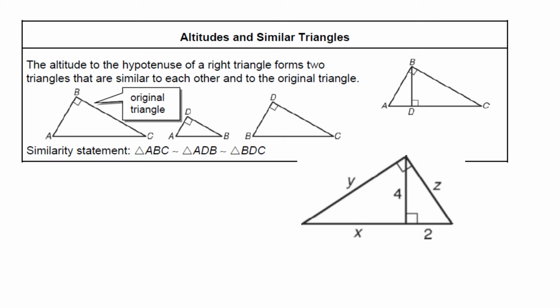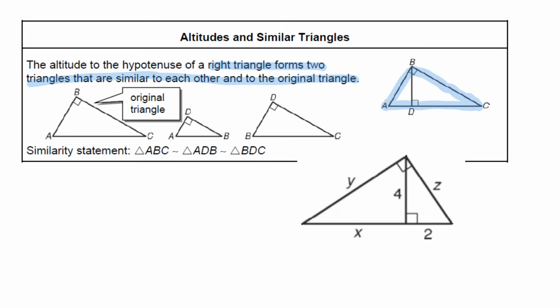First thing we want to point out is an altitude of similar triangles. If we have an altitude from the hypotenuse of a right triangle, it forms two triangles that are similar to each other and the original. So if you'll look at this and see what we're talking about, we have a right triangle right here, and we are dropping an altitude. Remember, an altitude is a perpendicular line that touches the bottom, and it's used to measure the height of a triangle.